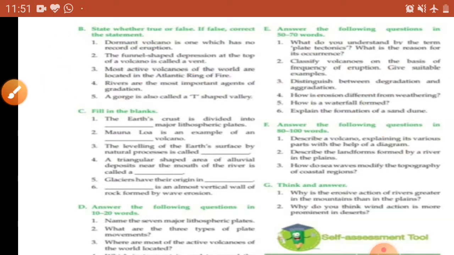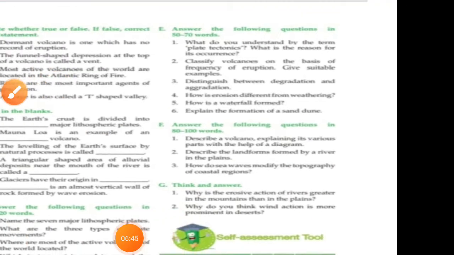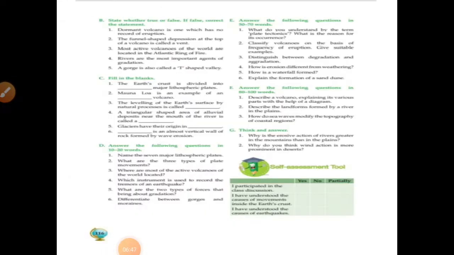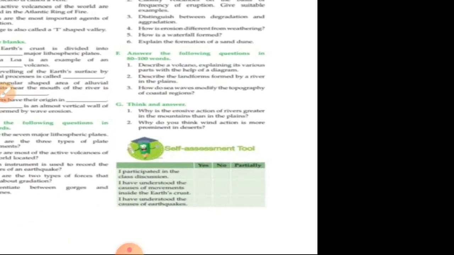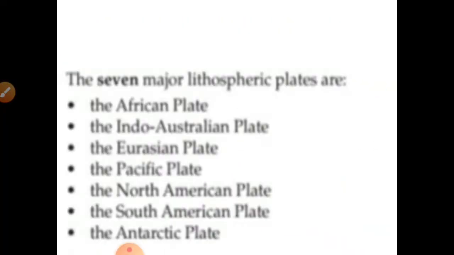Now we are moving to D part. In D part we have the first question, which is: name the 7 major lithospheric plates. Students, this answer is also given on your book's page number 108. The 7 major lithospheric plates are the African plate, the Indo-Australian plate, the Eurasian plate, the Pacific plate, the North American plate, the South American plate, and the Antarctic plate.